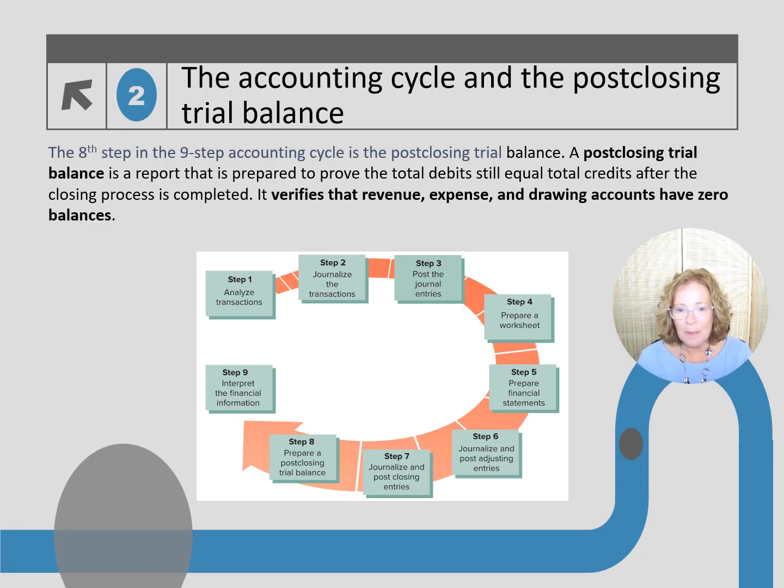The eighth step in the 9-step accounting cycle is the post-closing trial balance. It contains only the permanent accounts, which were not closed at the end of the period when we posted our closing journal entries. We prepare this post-closing trial balance to prove that our trial balance still balances and that all revenue, expense, and drawing accounts have a zero balance.